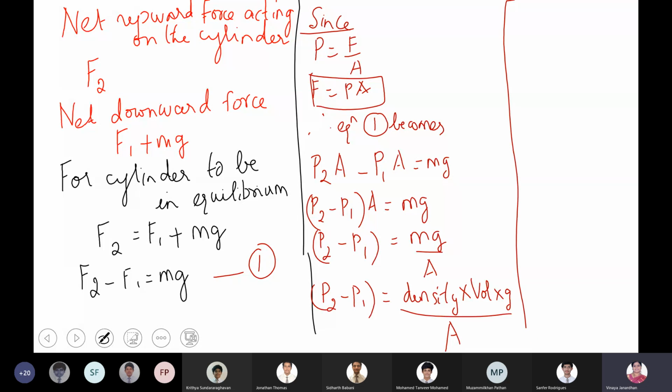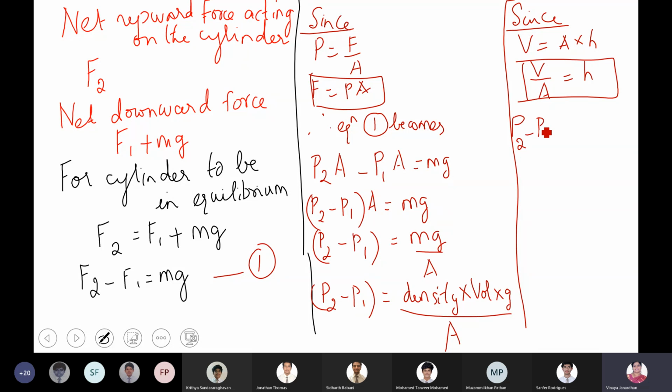Now you very well know that volume is equal to area into height, so volume by area will be equal to H. Therefore P2 minus P1 becomes equal to density, I'll put density as rho, where rho is the density of the liquid, times volume by area, which is H. So P2 minus P1, the difference in pressure, is equal to H rho G.